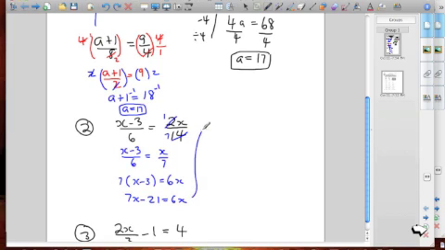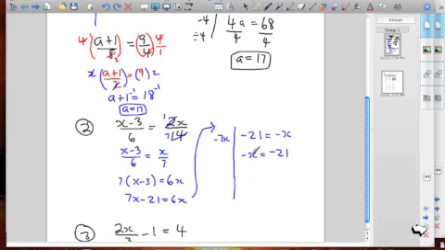If you run out of room, do this. There we go, and continue on. So what am I going to do to both sides? Well, why don't we just subtract 7x, see what happens. So I end up on the left side with negative 21. On the right side, 6x minus 7x is negative x. Now I'm just going to turn it around. I can do that. Negative x equals negative 21.